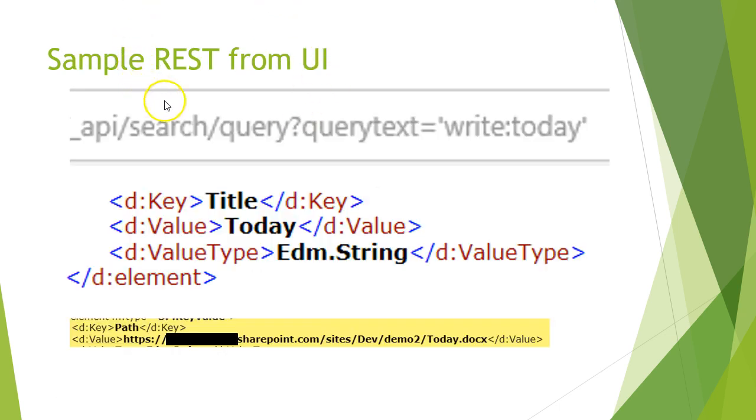So when we search for this particular query, the output is a big XML file and we need to focus on the keywords title and the path. So both the title and the path contain the link to the document and the name of the document.